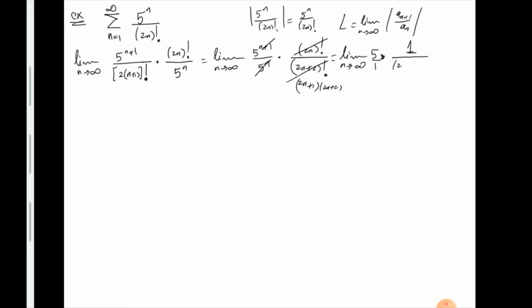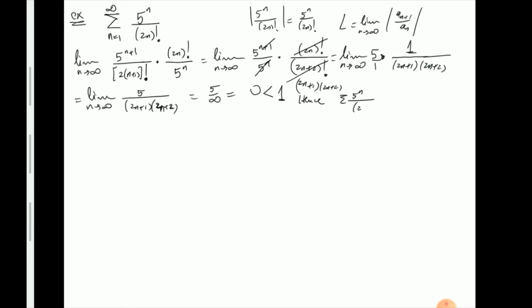And there's 2 of them, right? So after 2n, you have 2n+1, and then 2n+2, which is the last factor in the (2n+2) factorial. So if you look here, the limit is rather straightforward. It's 5 over (2n+1) times (2n+2), which is really 5 over infinity, right? It's 5 over something that goes to infinity, which obviously is 0. And 0 is less than 1, hence the summation of 5 to the n over (2n)! is absolutely convergent, hence convergent.